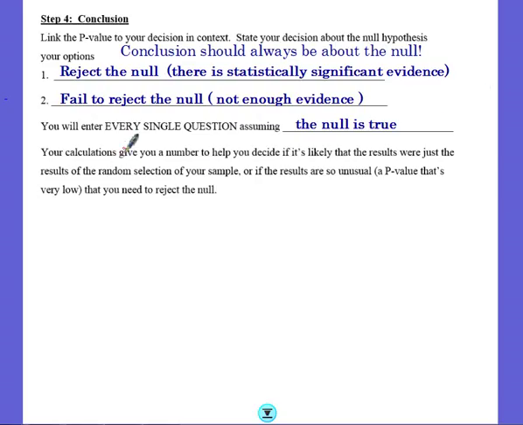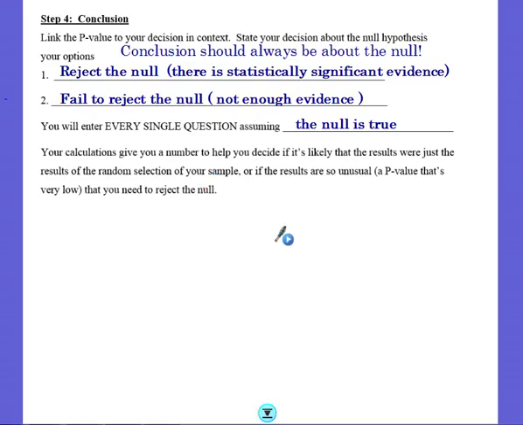So this says that your calculations give you a number to help you decide if it's likely that the results are random. Again, that is called the p-value. A p-value that's very low tells you that you should reject the null.